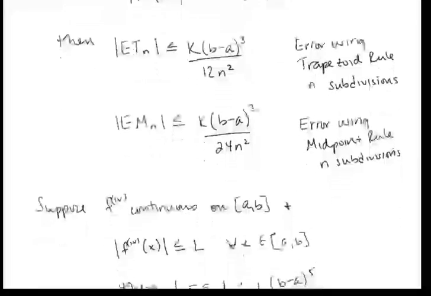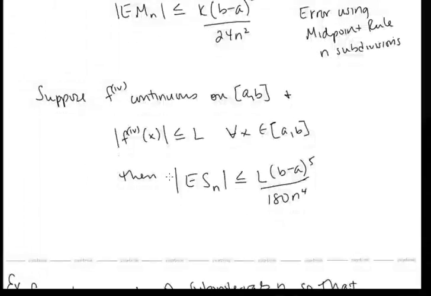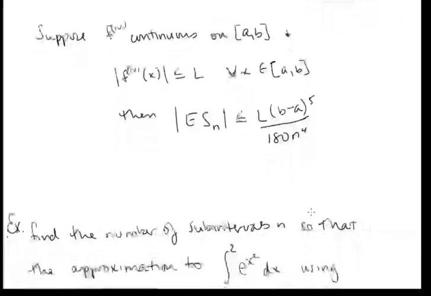And then for Simpson's rule, we want to suppose that the fourth derivative of f is continuous on [a, b], and in absolute value is less than or equal to L for all x in [a, b]. Then the error associated with Simpson's rule with n subdivisions is less than or equal to L times (b minus a) to the fifth over 180 n to the fourth. So how are these error bounds useful for us?